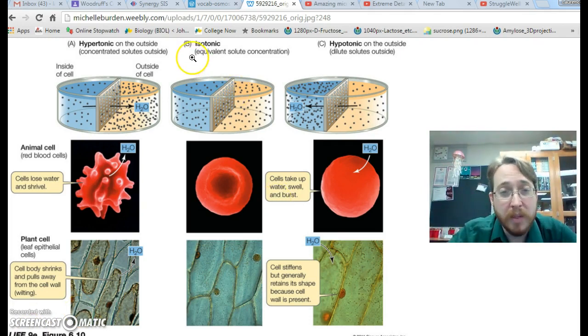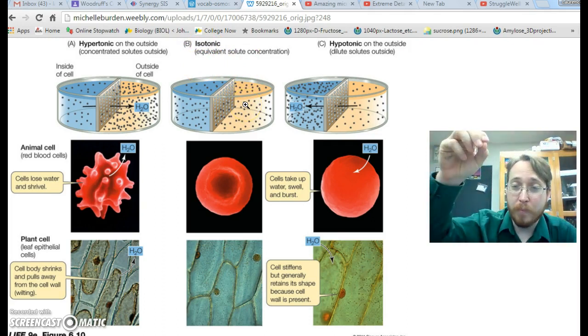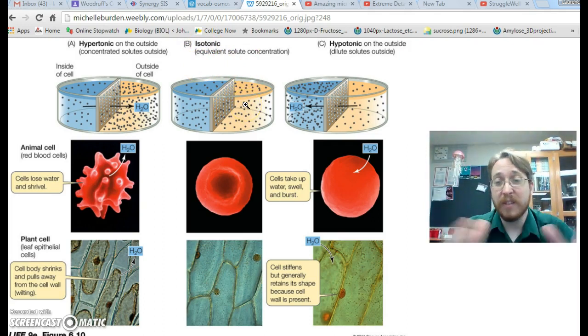Now, we have a second circumstance. This is an isotonic solution. The prefix iso means the same. So we've dropped the cell into a solution that has the same amount of stuff in it as the cell does. So now we have the same concentration of stuff on both sides of the cell membrane.